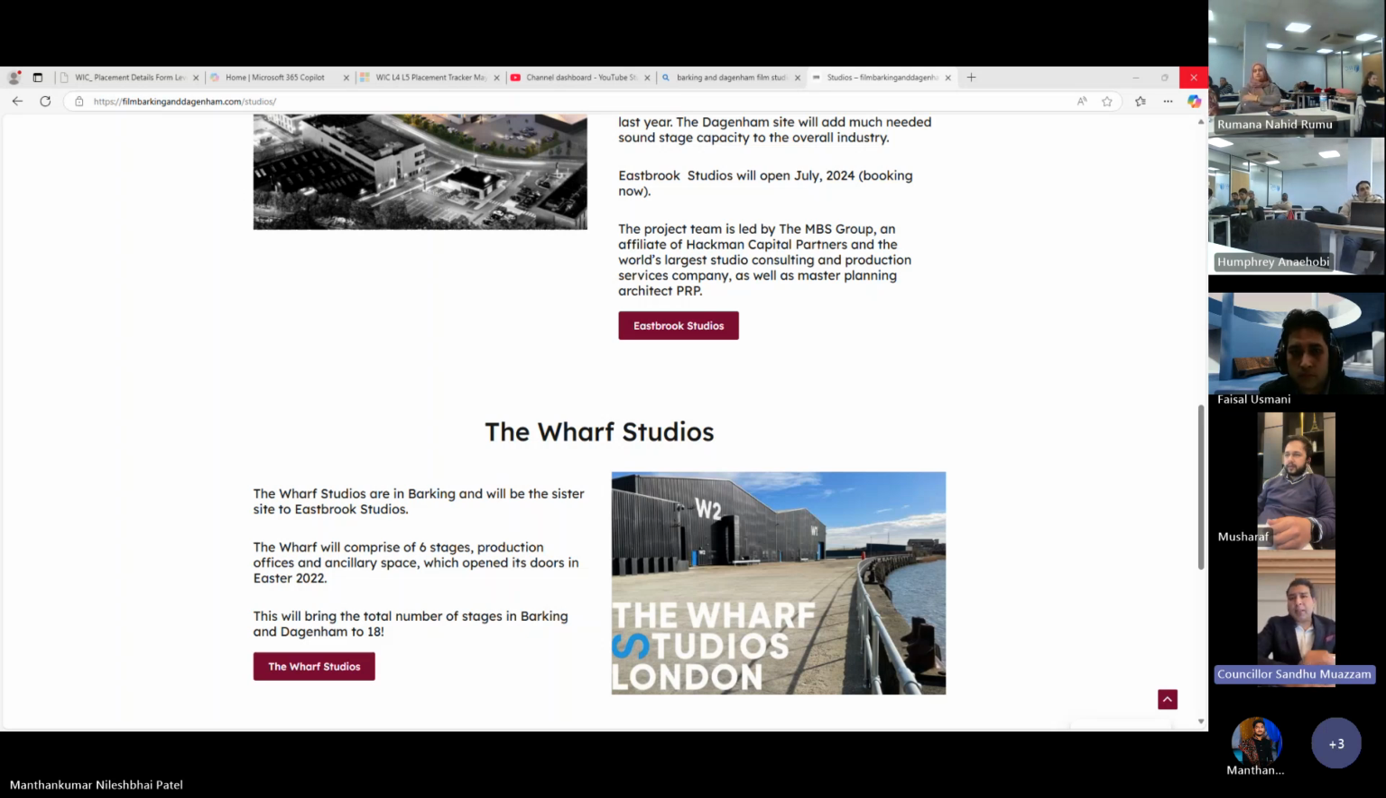The more exciting news that I can share with you, and this is one of the very awaited news: the film studio is ready. Yes, it is ready, and they are going to open the studio. We had a visit from the Deputy Mayor of London last week, along with the leader of the council and other dignitaries. They made a site visit.